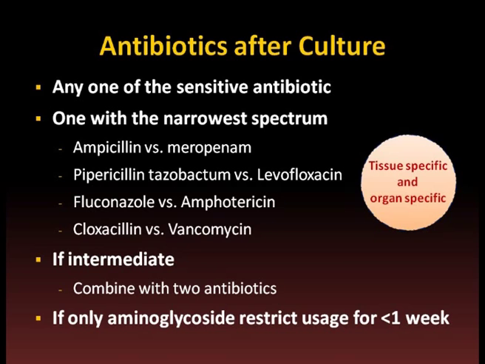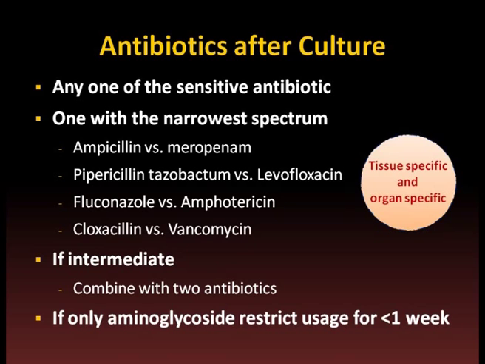However, if there is intermediate susceptibility for one or two antibiotics, we can combine two antibiotics to get the best sensitivity pattern and ensure that the organism becomes susceptible to the antibiotics. If one is using aminoglycoside for treating a bloodstream infection, it is preferable to restrict the usage of aminoglycoside to less than 1 week and hence choose an antibiotic where you can go for longer duration.